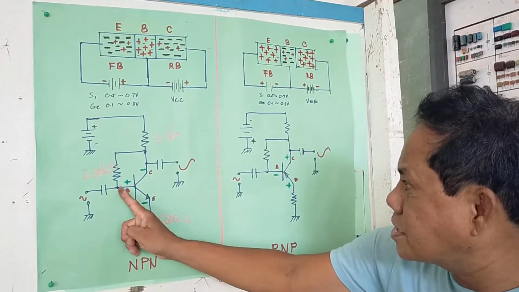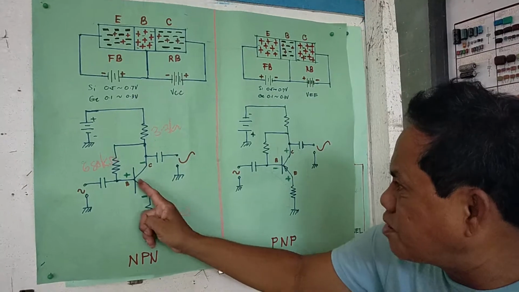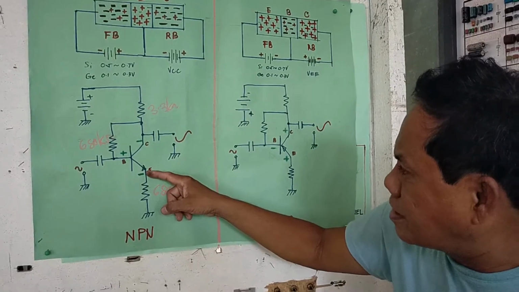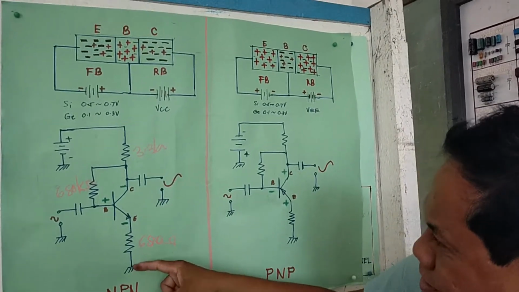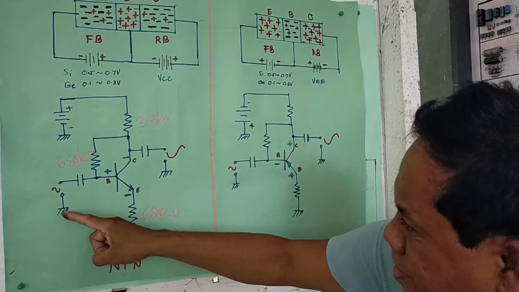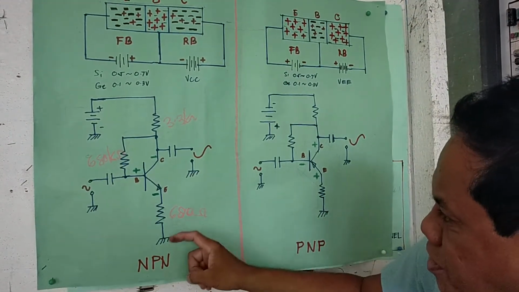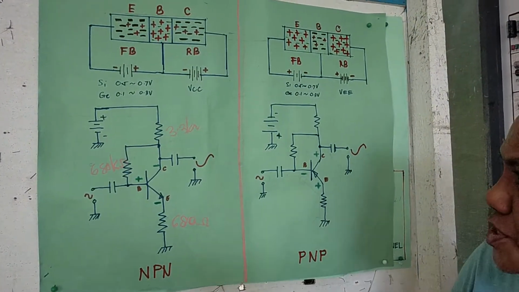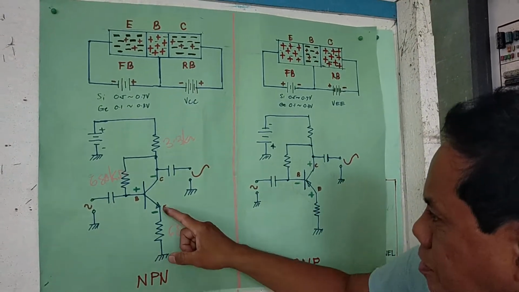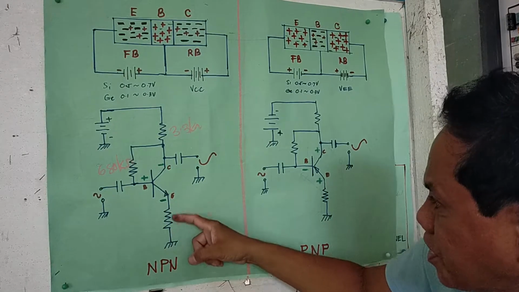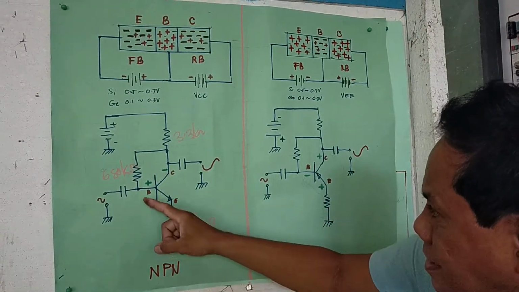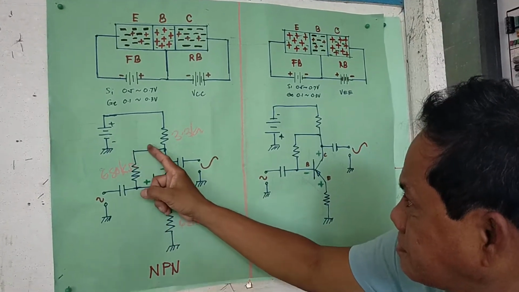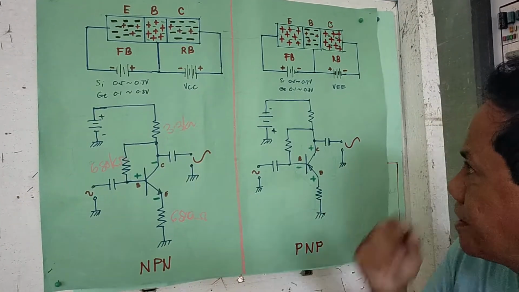We have here actually the base, which is positive because it is an NPN type of transistor, and the emitter here is negative. The emitter negative is connected to the negative side of the battery. Remember, these ground symbols are connected together. Ground symbols are used to simplify the circuit, of course. So, the emitter, which is negative here, is connected to the negative side of the battery, whereas the positive base is connected to the positive side of the power supply. Okay.